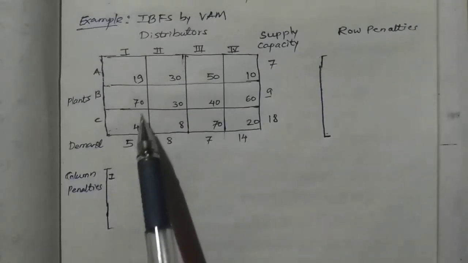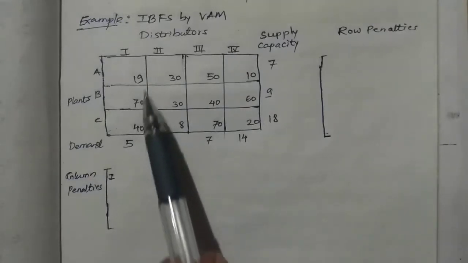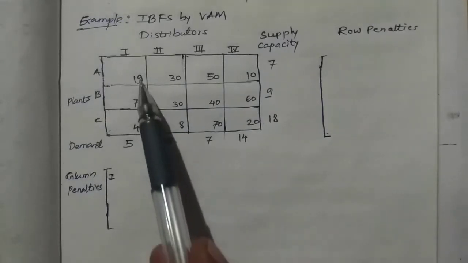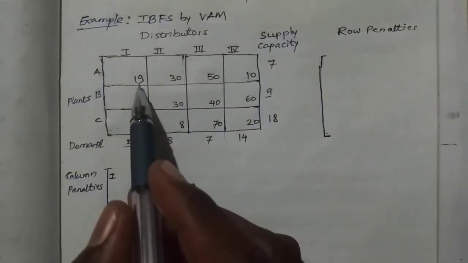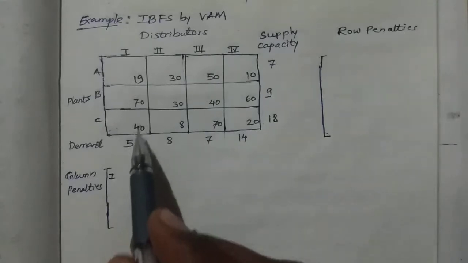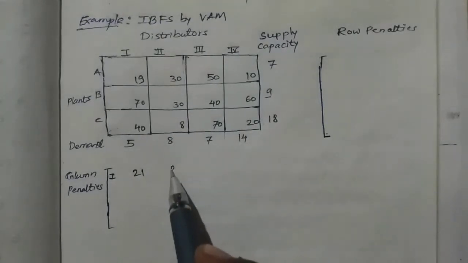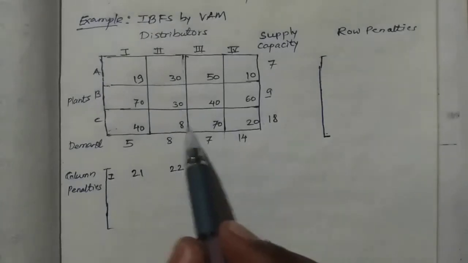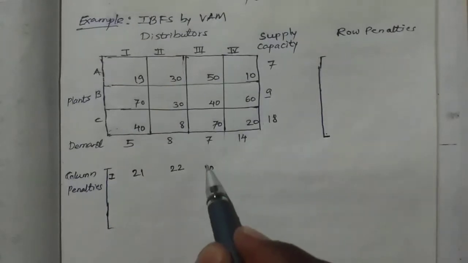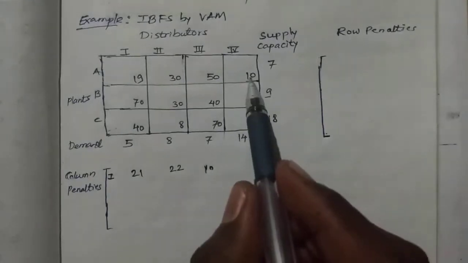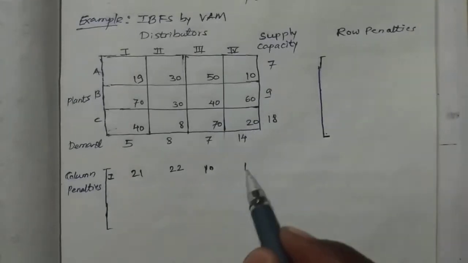So penalties are nothing but the difference between two smallest cost elements in each row and each column. In the first column, the penalty is 40 and 19. Difference between these two costs. So difference is 21. So in this case, the penalty is 22. Difference between two smallest cost elements. Here, difference is 10. Here, the difference is 10 and 20. Difference is 10.